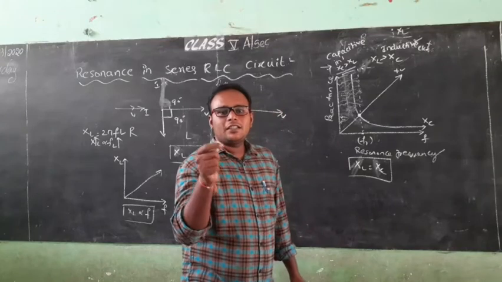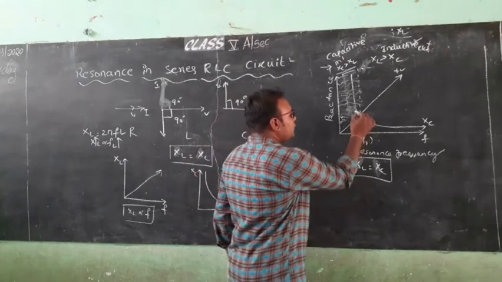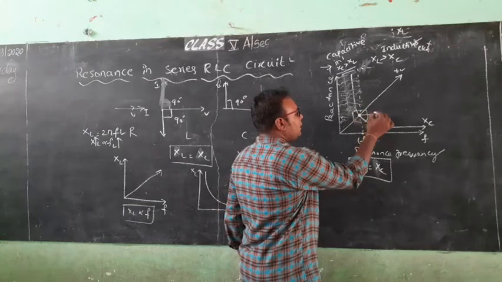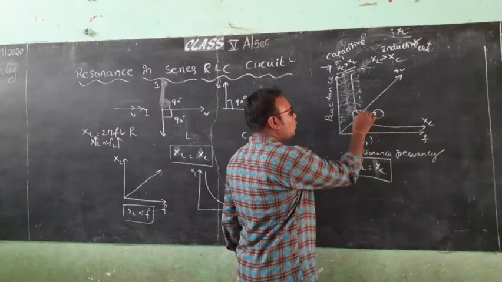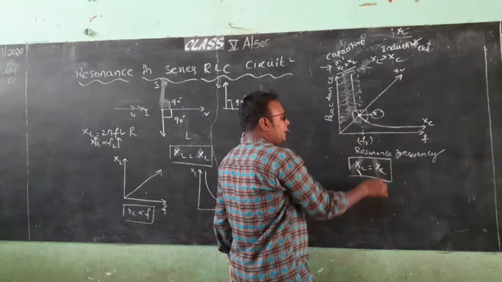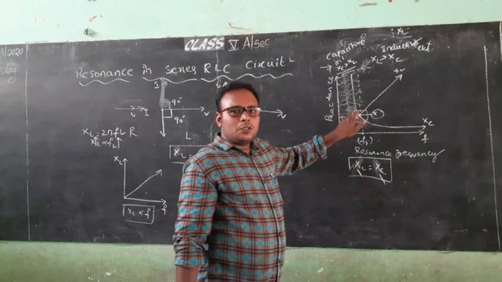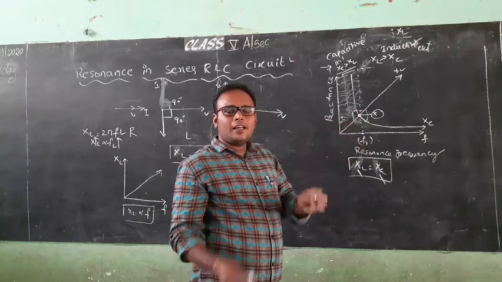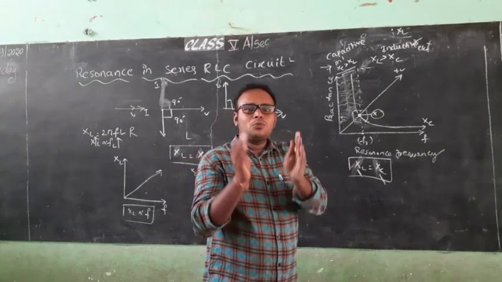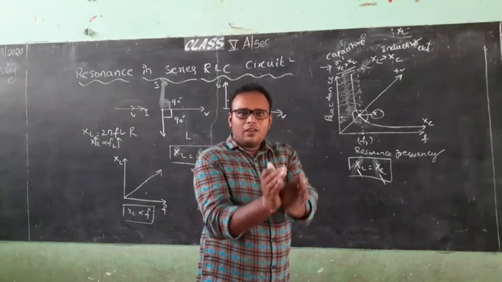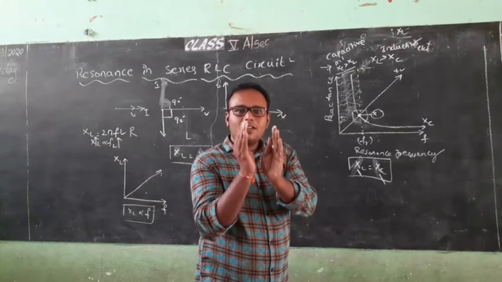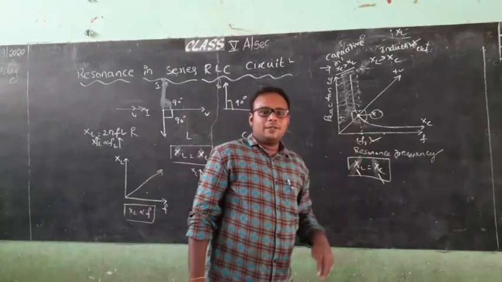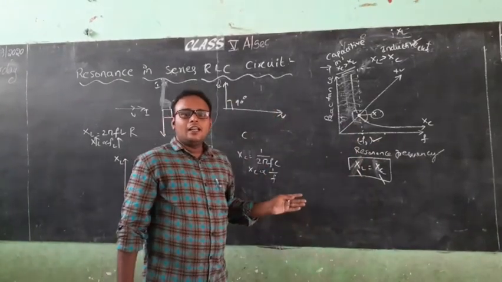At which condition does the circuit behave like that? At the condition of resonance. At this resonance condition, see here, this is the same point. At this position, both the inductive reactance and the capacitive reactance are the same. So this point occurs at the resonance frequency. The point where the inductive reactance and capacitive reactance are equal, and the frequency at that point, is known as the resonance frequency. So now you clearly know about the resonance frequency.